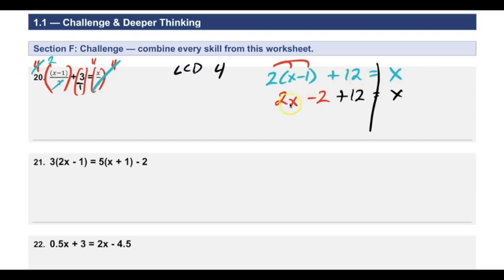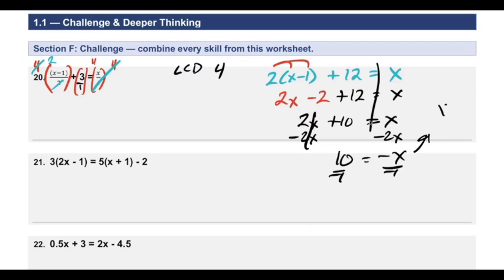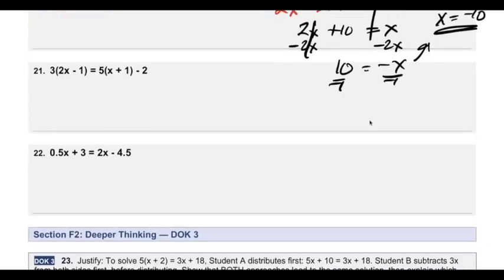Next, we want to simplify. Since these are all on the same side, we're going to try to add the ones you could add. Negative 2 plus 12 is 10. Now we want to get a variable by itself. So I'm going to minus 2x from both sides to only keep the variable on this side. Remember, you want numbers on one side, variables on the other side. So I'm moving the 2x over. These cancel. I get 10 equals negative x. And we divide by negative 1. I get x equals negative 10. That's my answer.